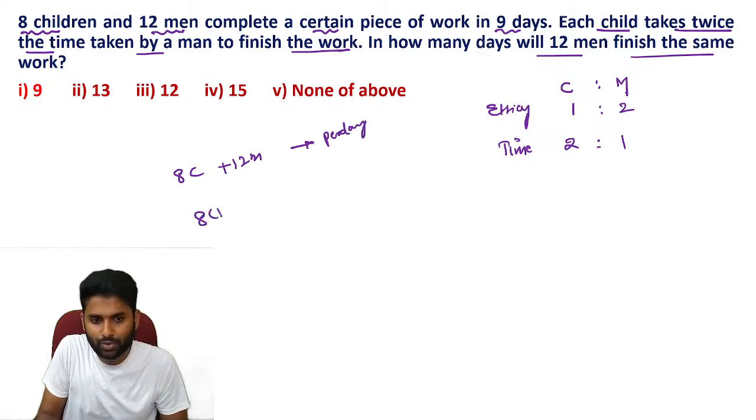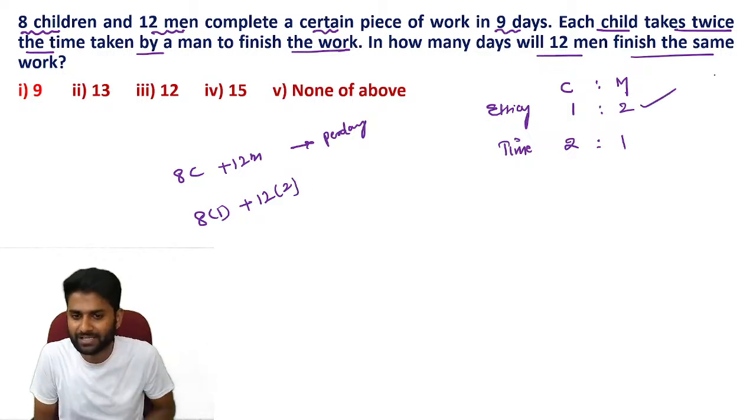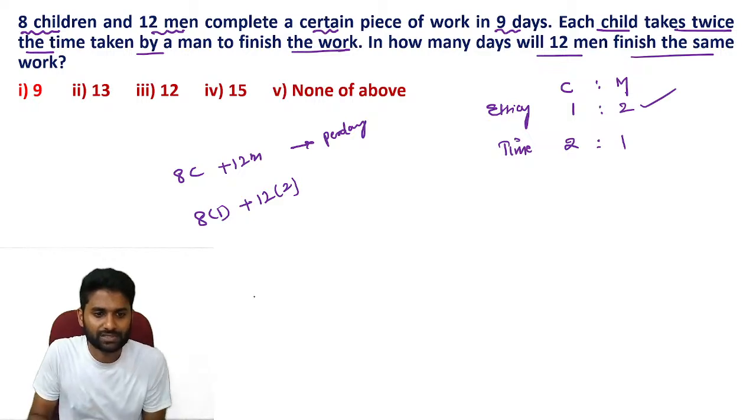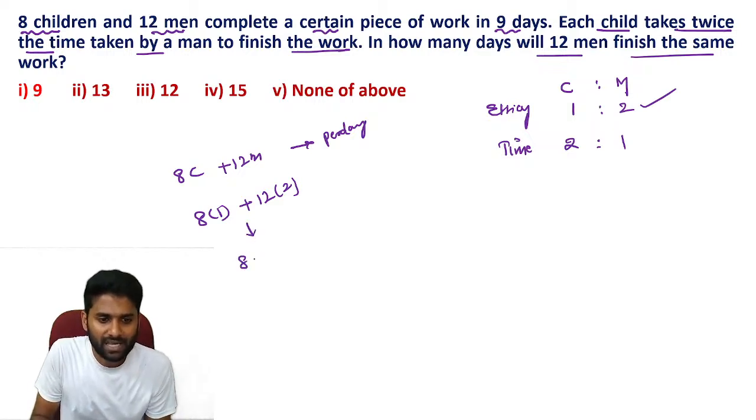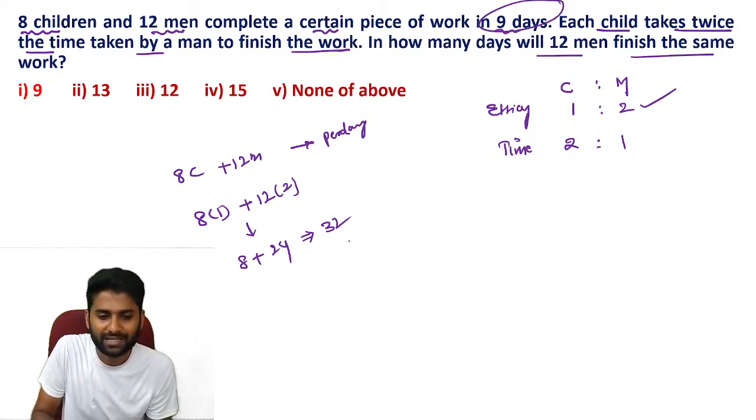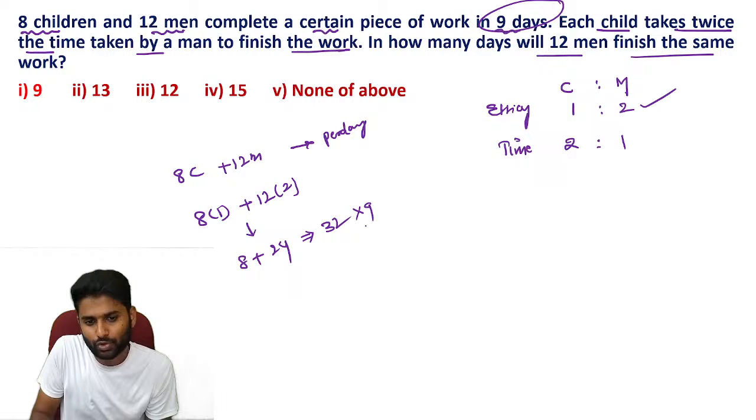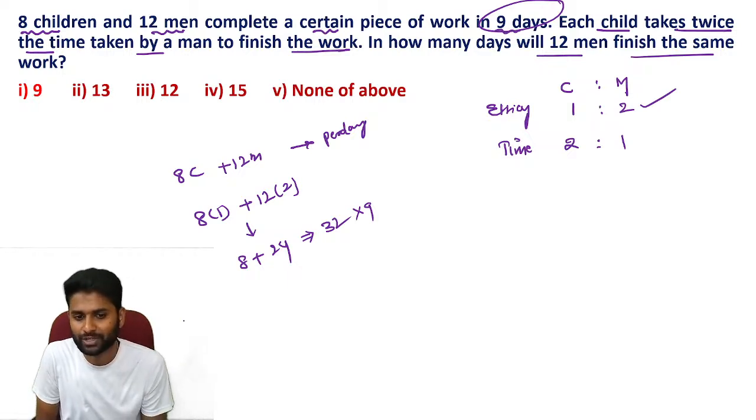See, 8 into 1, 12 into 2. Why? Because here the efficiency of C and M is 1 unit and 2 units. After the multiplication, you should understand the total efficiency of those children and men is exactly equal to 32. That is all about per day. And they clearly mention that it takes exactly 9 days. So, total work is equal to 32 into 9.